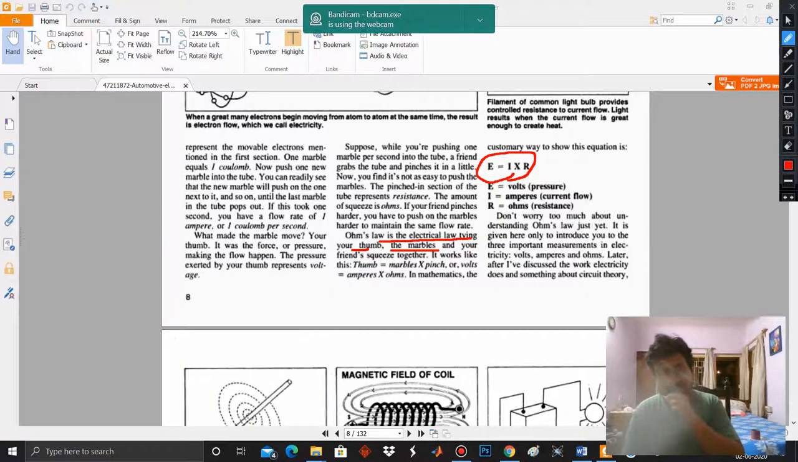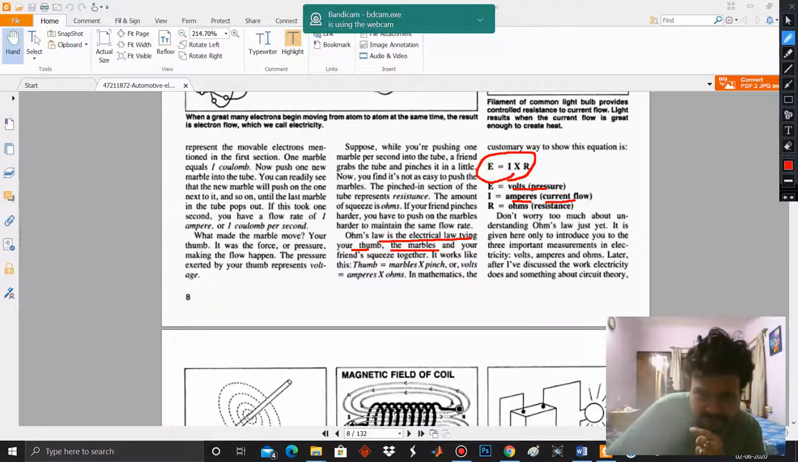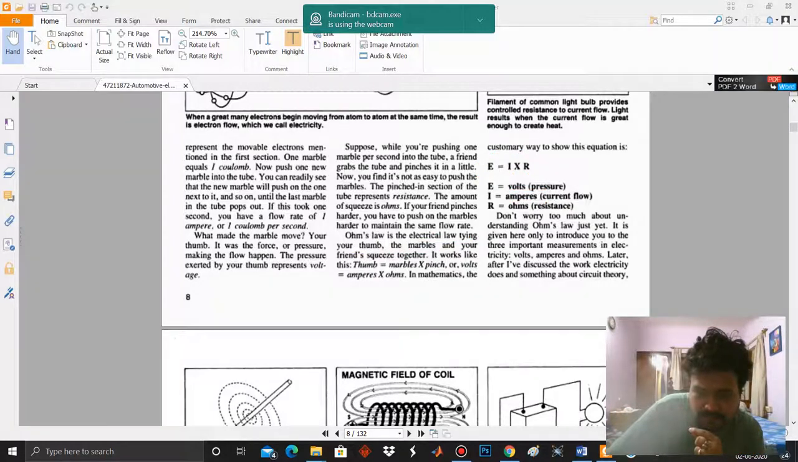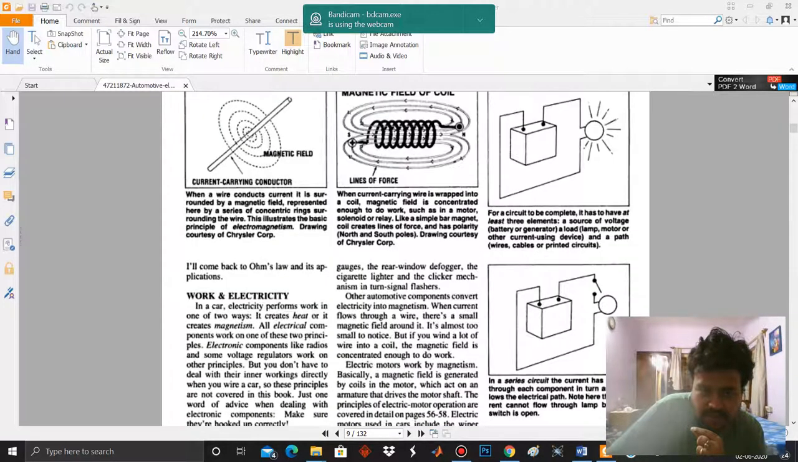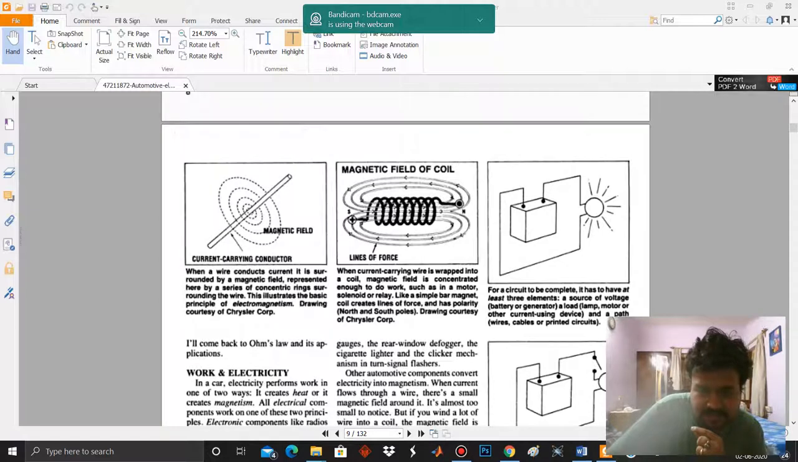that is the electrical pressure. I is the amperes or current flow, and R is the resistance in ohms. So these are the basic things.